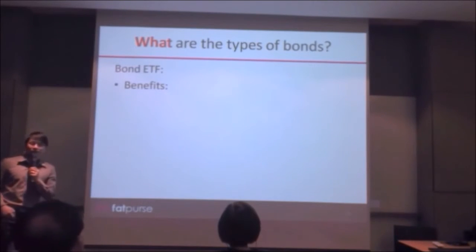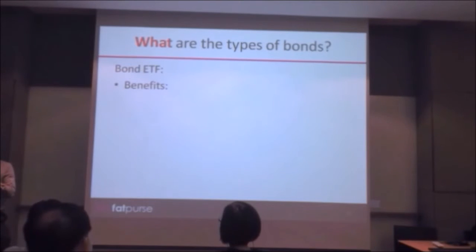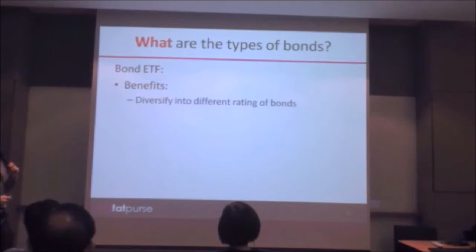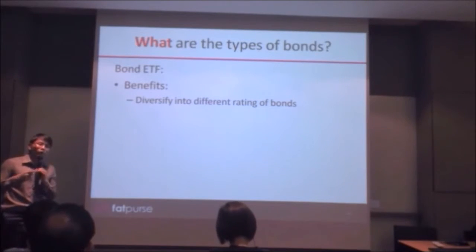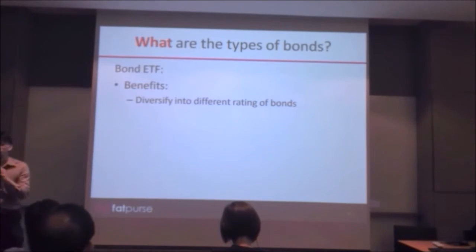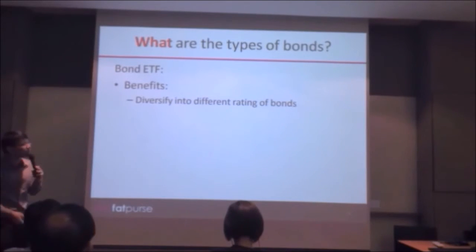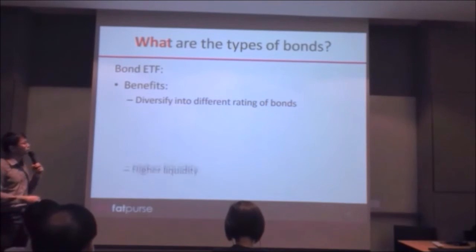What are the benefits? Diversification into different ratings of bonds. If you invest in a Genting bond, you are hoping that Genting will not go bankrupt. Invest in an Olam bond, you hope Olam will not go bankrupt. But if you invest in an ETF, you are holding different kinds of bonds. They may hold company bonds, they may hold government bonds. So if one goes bankrupt, you still have the others, right?